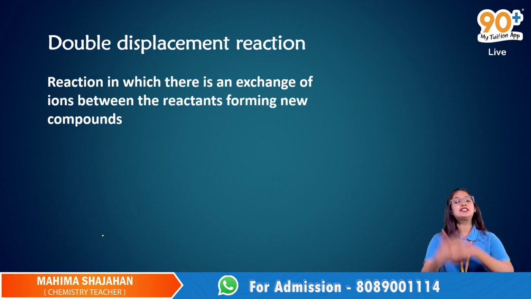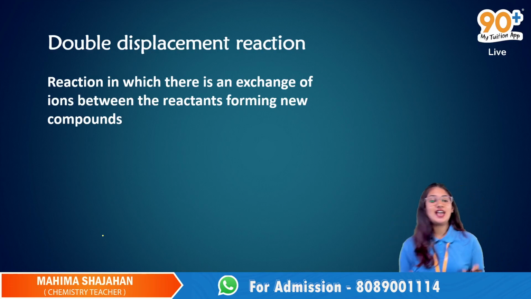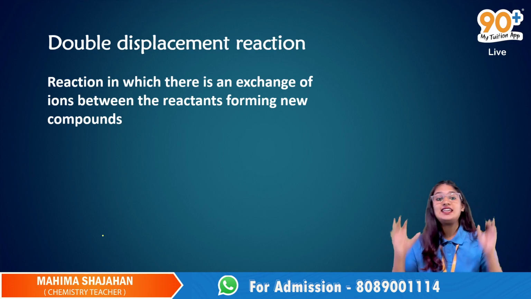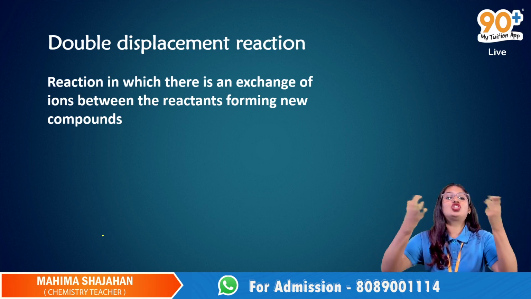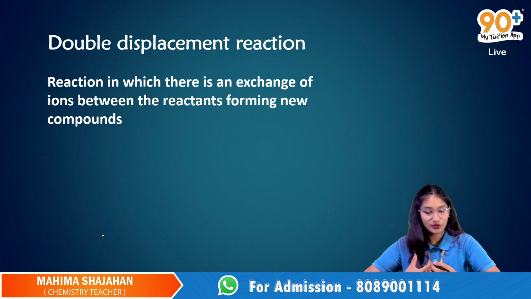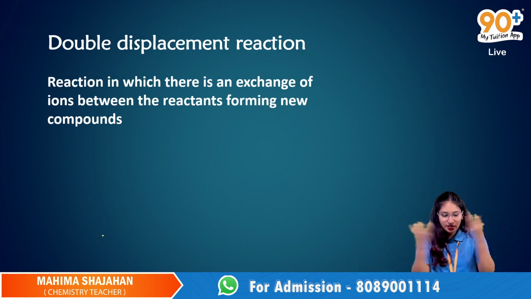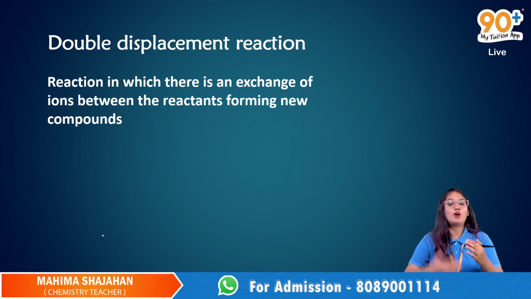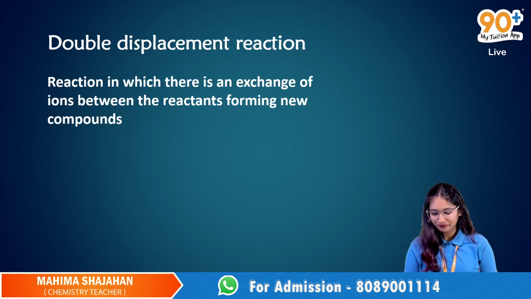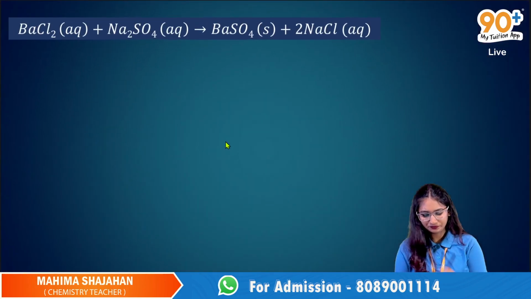Now let's check into the next one, that is double displacement reaction. It is a reaction in which the reactants will exchange their ions. Reactants അവരുടെ അയോൺസ് തമ്മിൽ എക്സ്ചേഞ്ച് ചെയ്യും and form a new product. Okay, let's see the example.